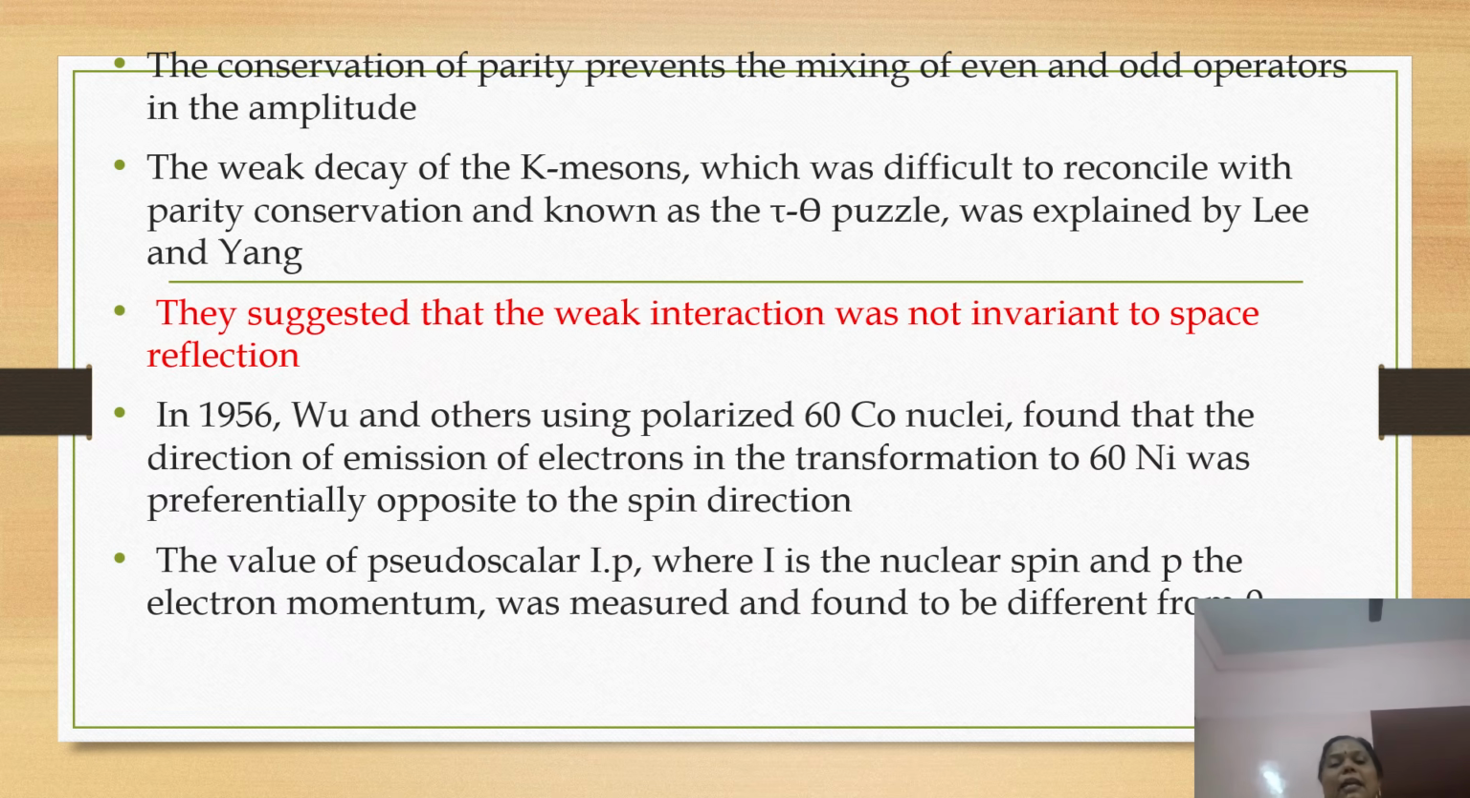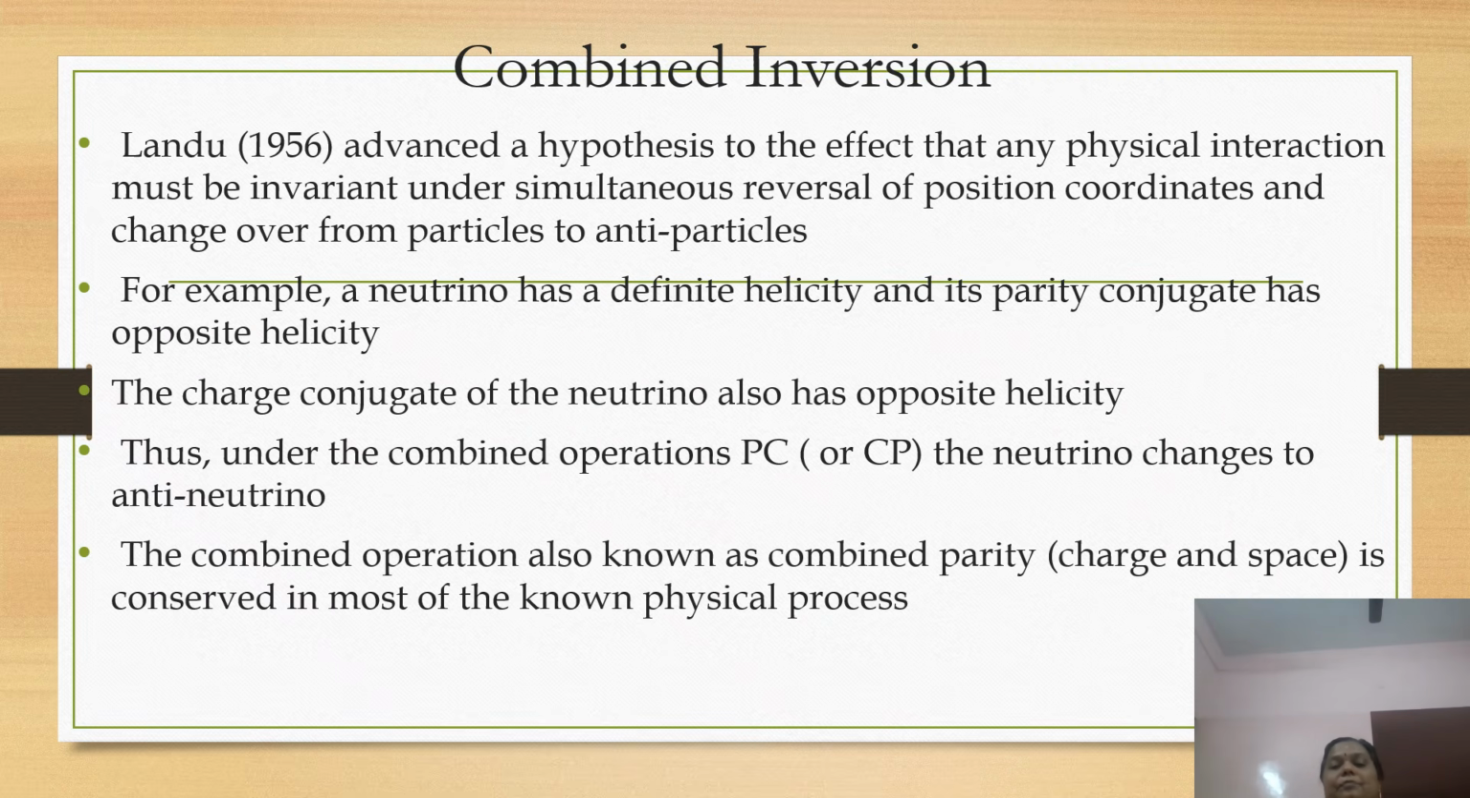And the weak decay of the K mesons, which was difficult to reconcile with parity conservation, is known as the tau theta puzzle, which was explained by Lee and Yang. So this suggested that the weak interaction was not invariant to space reflection. And the combined inversions are also possible. In case of combined inversions, P and C can be combined together to undergo this conservation process.